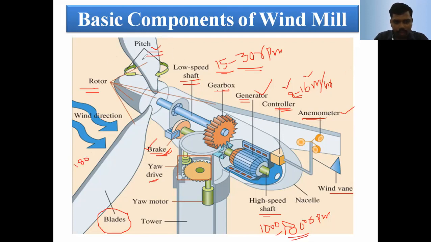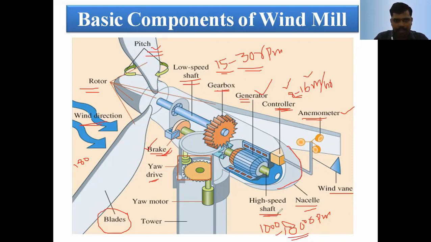Based upon the wind direction, the wind vane is measured and sends the signal to the yaw drive. This yaw motor is rotating based on this wind direction. And the nacelle is the end cover for the mechanism that translates wind power into electrical power. The nacelle's shape is elliptical. This is the end cover protecting the complete mechanism.